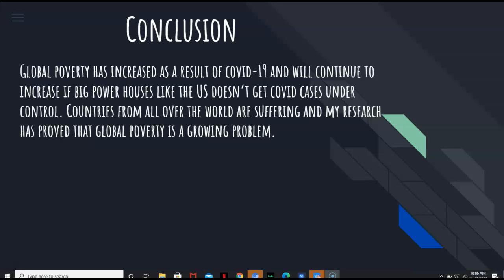Global poverty is not specific to any place or any group of people, but it's something that will continue to affect everyone, definitely with continuing COVID and new spikes in COVID.